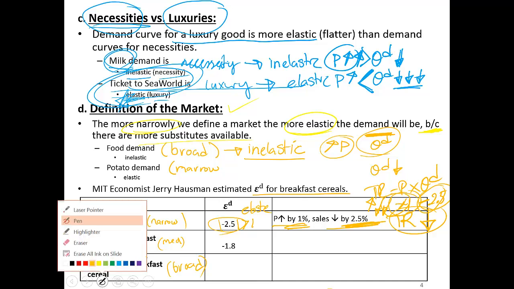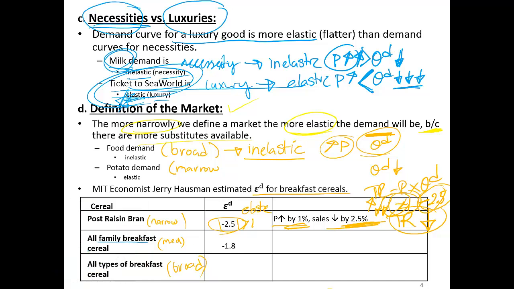Price elasticity of demand for all family breakfast cereal, he calculated to be negative 1.8. Still an absolute value greater than 1, therefore elastic, but it's not as elastic as Post Raisin Bran. Look at that. It's a little bit broader category than Post Raisin Bran, and it's still elastic but relatively less elastic than Post Raisin Bran. Why? Post Raisin Bran has many substitutes.